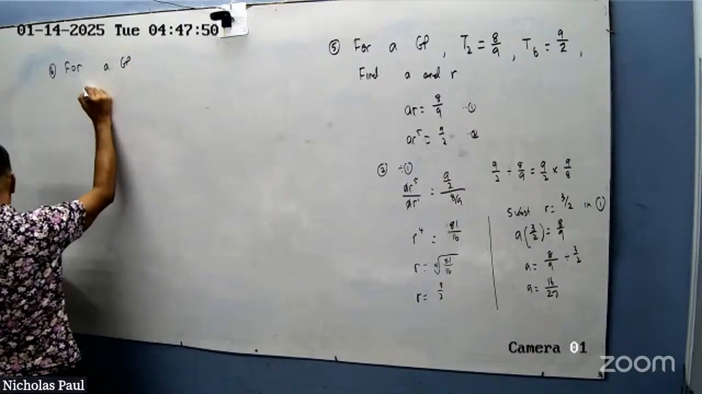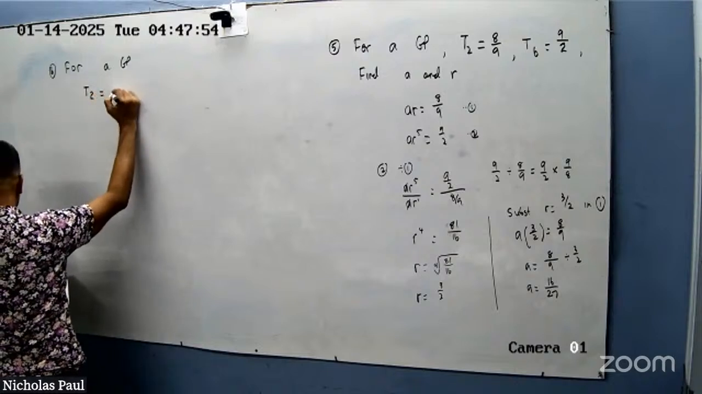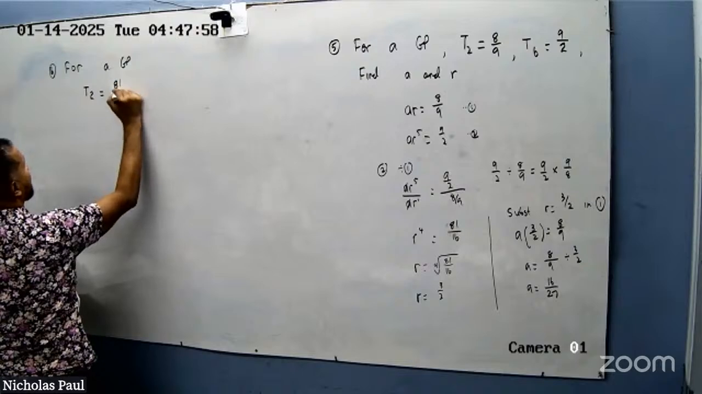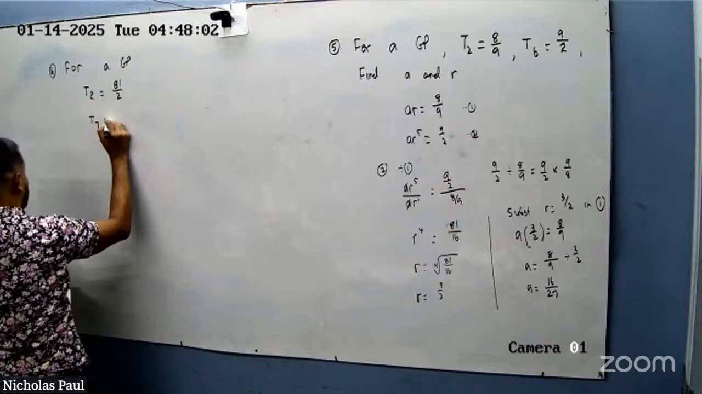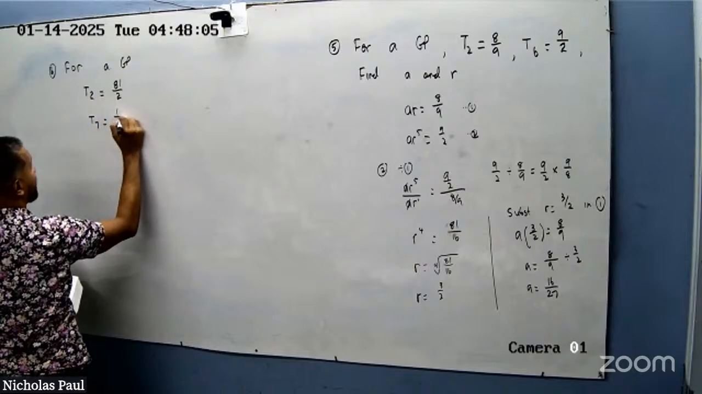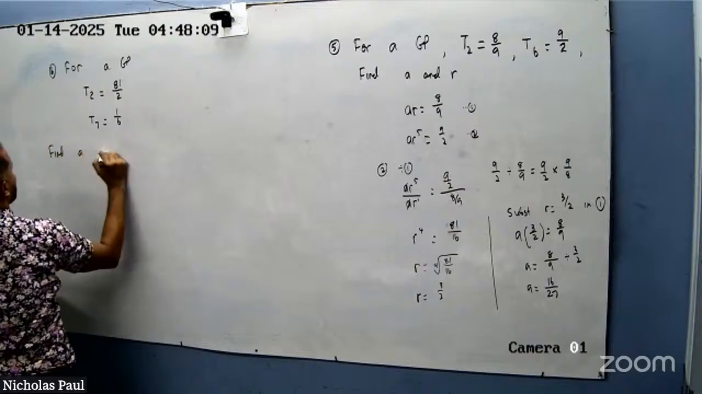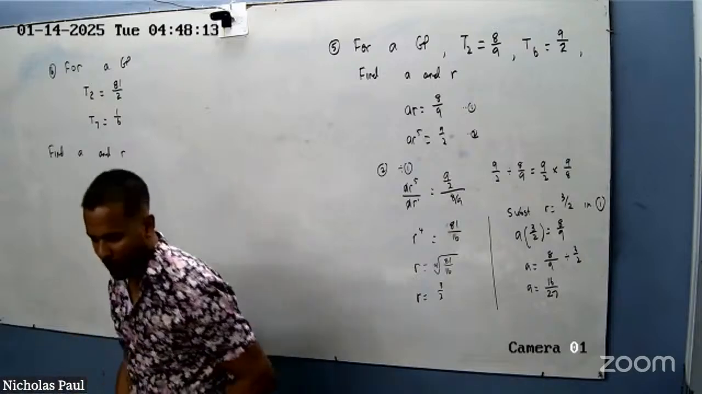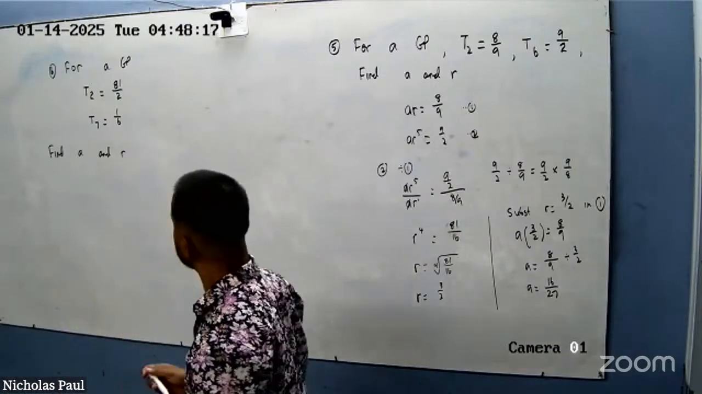Right, for the GP, the second term is 40 and a half. So let's write it like this: 81 on 2. And the seventh term is 1/6. Do the same thing again. Find A and R. All right, online, let's try that one. Everybody, try this one here.